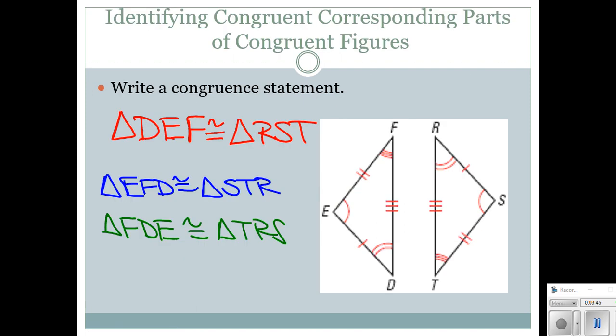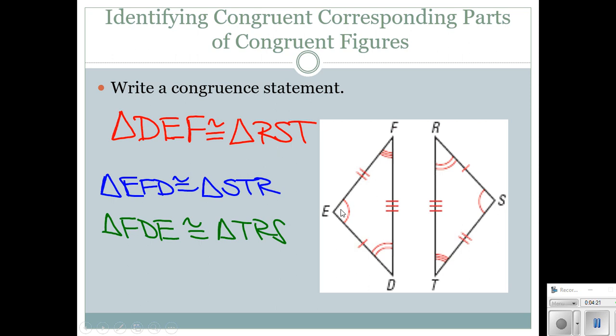So we're identifying congruent corresponding parts of the congruent figures. So take a look at this. These two triangles are congruent, and you can write triangle DEF is congruent to RST. Now, why did I write it that way? Look at D. D has two curves. R has two curves. So they need to be corresponding. So you need to write D and R, okay? They are corresponding. Matchy, okay?